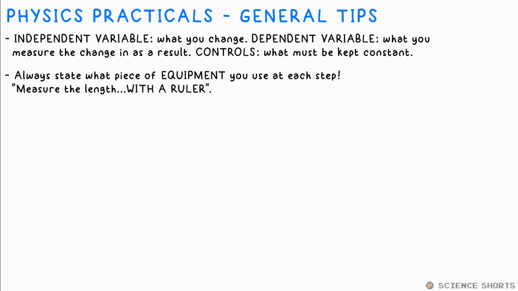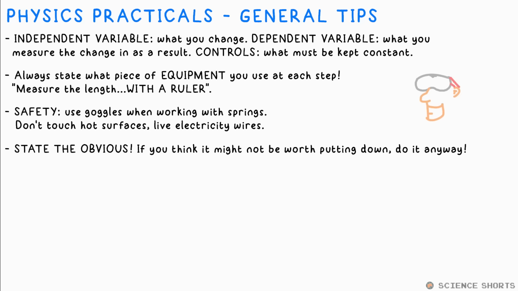Always say what piece of equipment you use for each measurement. Don't just say, measure the length of the object. Also add, with a ruler, or whatever you're using. That's a mark in itself. State the flipping obvious. If you think, surely they don't want me to put that, put it down anyway. You never know what marks you might pick up.